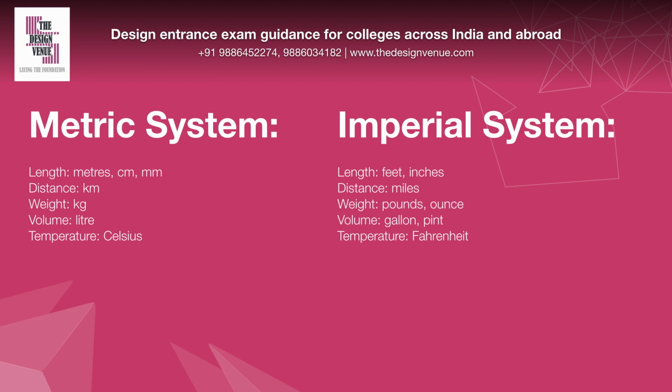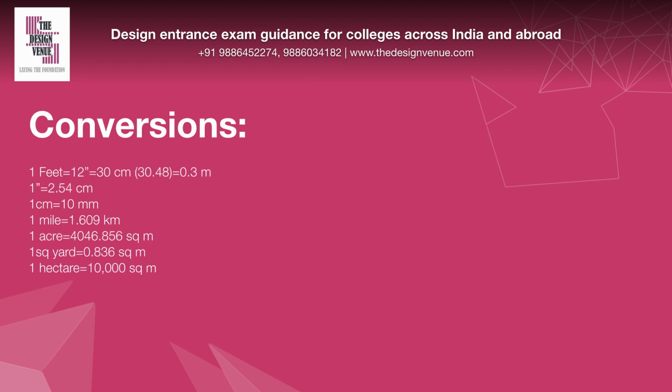For example, the floor height, measurements of tiles, lengths of curtains, lengths of glass panels, everything is given in feet and inches rather than in meters and centimeters. Also, it's important to know the conversion between the metric and the imperial system.